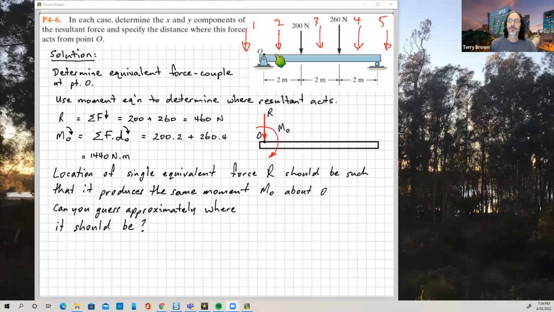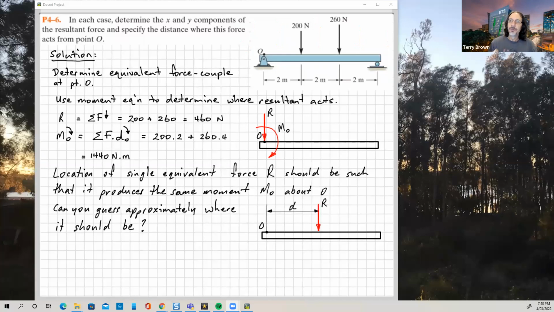What about number 2? I'm pretty sure you can see that if we put 460 newtons here, it's not going to have a big enough moment. It's not going to be 1,440 newton meters. If we put it out here, or even out here, you can see it's going to be too big, right? So I think hopefully you can see that it's going to be somewhere between these two original forces. So let's get rid of all of those now and see what we get by going through the calculations. Right, so we want it to be somewhere there.